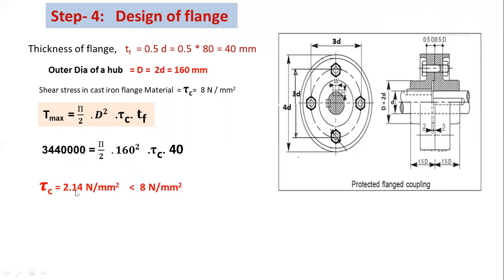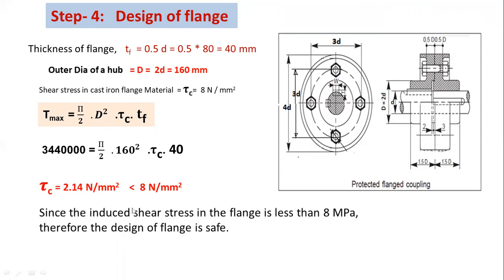This value is 2.14 Newton per mm square. This value is less than the given permissible value. So the design of flange is also safe. Okay, this one is the induced shear stress. This one is the given permissible stress. The induced shear stress is less than the permissible shear stress. So the design of hub and design of flange are safe.